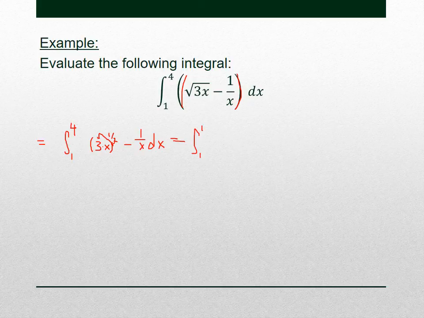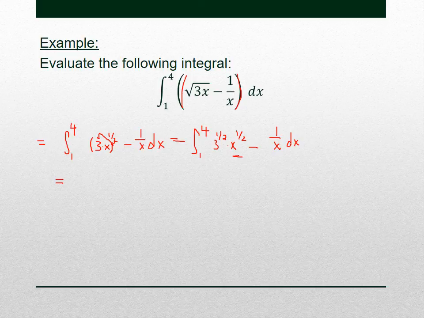dx. And now we have to remember that since we're multiplying in the base of that exponent, that means we can pull that exponent down to each. And what that really means is that we can rewrite this as the integral from 1 to 4 of 3 to the 1/2, which is just the square root of 3, some number, times x to the 1/2, minus 1 over x dx.